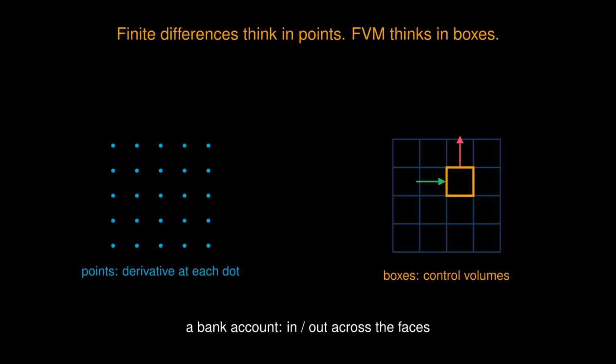Each cell becomes a tiny bank account for mass or momentum or energy. And like any account, the balance moves only when something crosses the boundary. So zoom into one cell. It has faces, 4 of them in 2 dimensions, 6 in 3. Across every face, the fluid carries stuff in or out, and that crossing rate is what we call a flux.